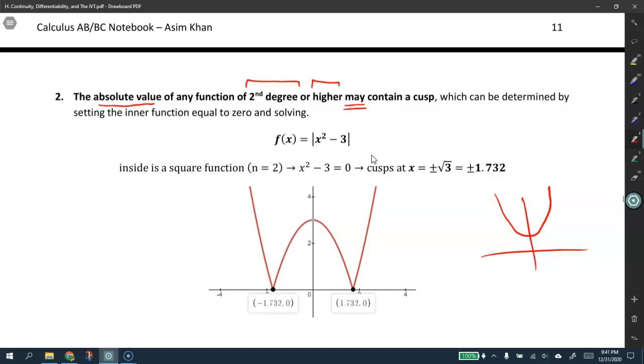Well, let's take a look at something that does have a cusp occur. Take a look at this function right here, x squared minus 3 with an absolute value around it. So notice how this is second degree. And why does it have a cusp? Well, if you look at the inner part of it and set it equal to 0, it's the same idea as before, but the only difference between step number 1 and number 2 is that in this one you may contain a sharp turn, but no guarantees.